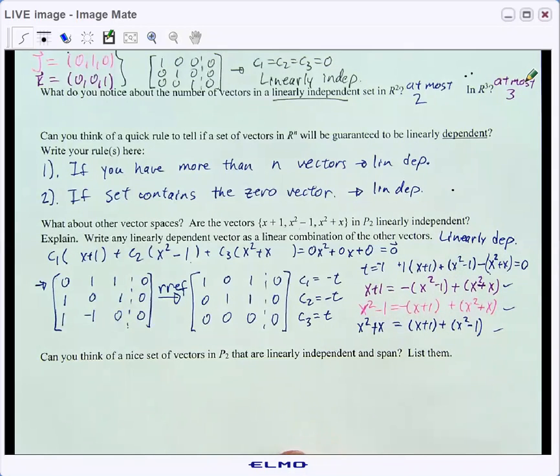Okay. Now, can you think of a set of nice vectors in P2 that are linearly independent and span? Pause the video and then come back and see if yours agrees with what I thought of.